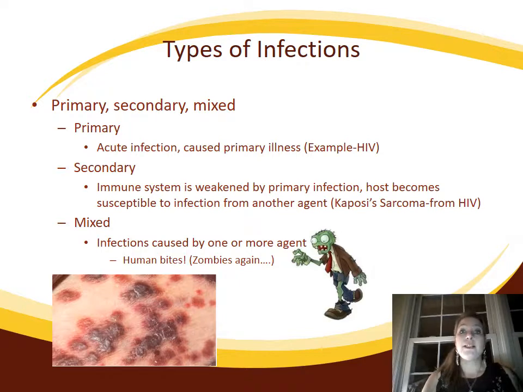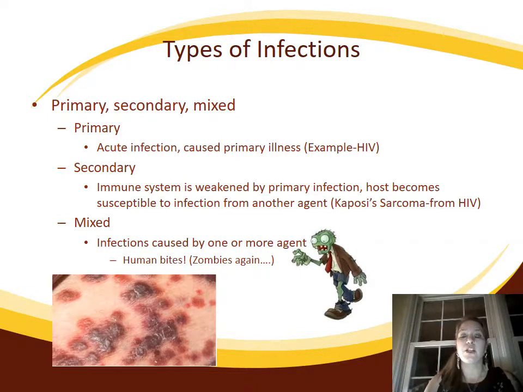You have primary, secondary, and mixed infections. So a primary infection is going to be an acute infection that causes a primary illness. So let's say an individual contracts HIV. HIV is going to be the primary infection that causes the initial illness, and the initial illness being a compromised immune system. Secondary infection is an immune system weakened by the primary infection.